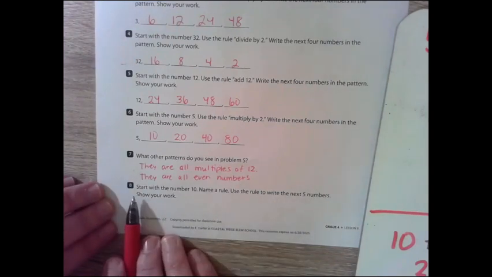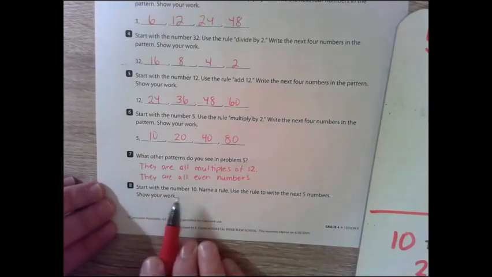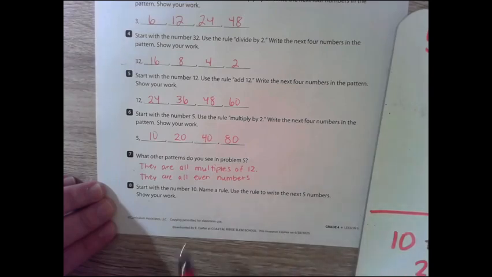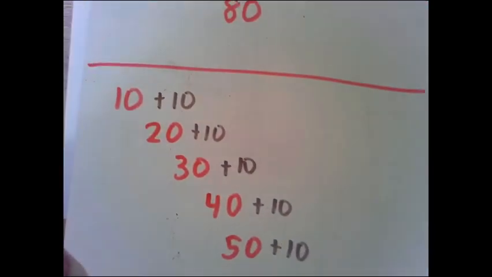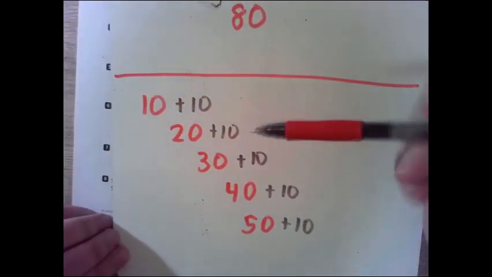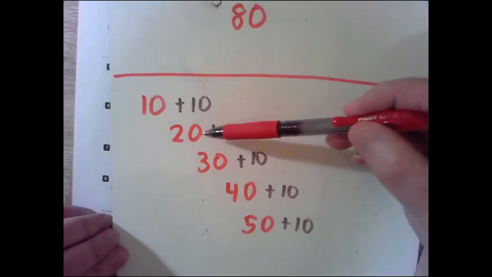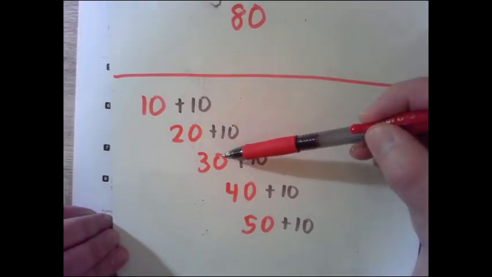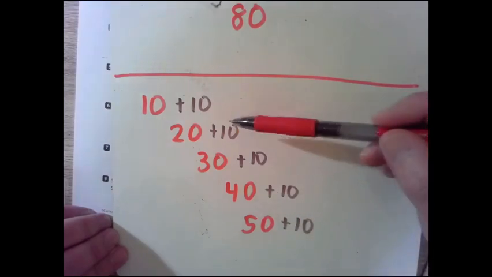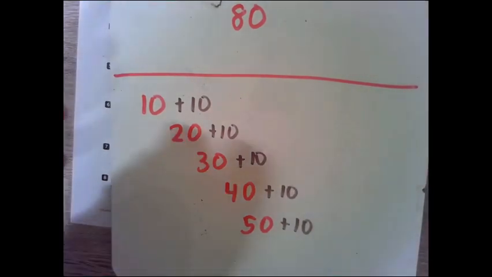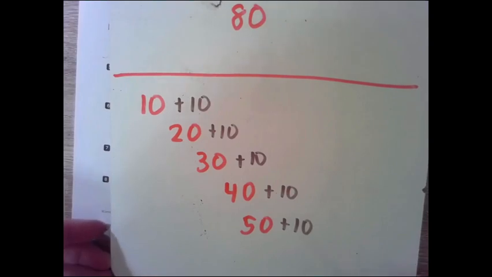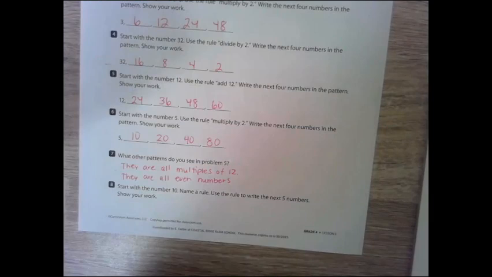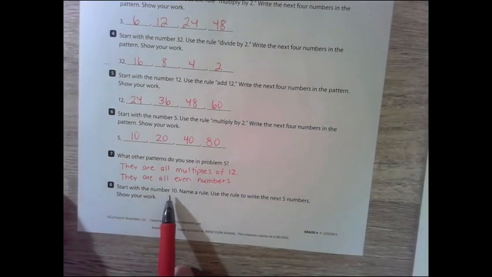Number 8, they were asking you to start with the number 10 and name a rule. This is where you get to be creative and come up with any rule you want. I just did a very simple rule of adding 10 every time, so it's basically multiples of 10. 10 plus 10 is 20, 20 plus 10 is 30, and then counting by 10s and so on. You can come up with something a little more creative than I did, but that's just an example of a pattern using the number 10.